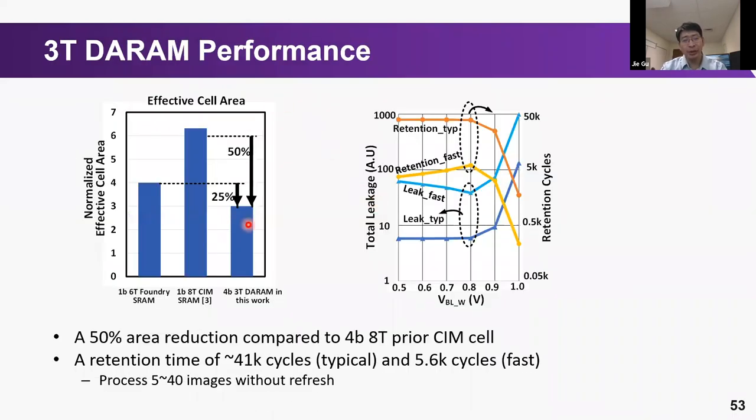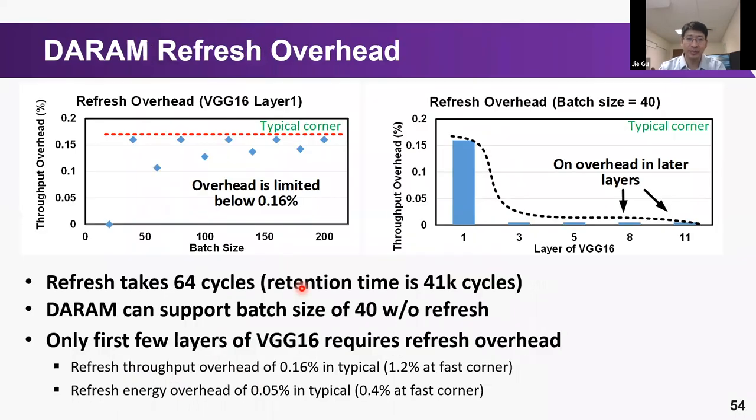Here we show the area improvement. Overall, we reduce the area by 50% compared to the previous 8T cell. In terms of retention time, we can retain about 40,000 cycles in the typical corner and 5,000 cycles in the fast corner. This will support 5 to 40 images without any refresh operation. For a lot of uses, this is probably enough for our CNN operation.